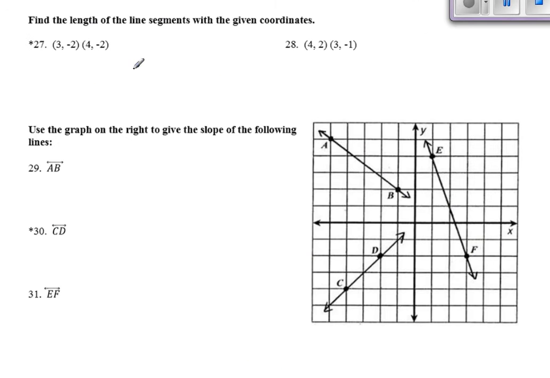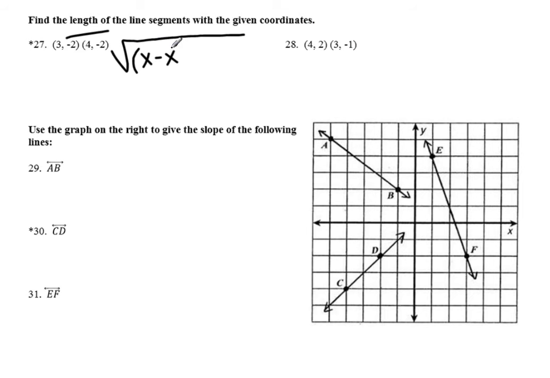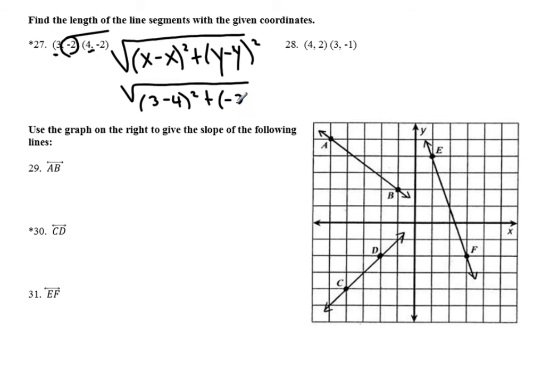Number 27, length of a line segment. Well, that is last chapter, but it's never going away. My distance formula: square root of (x minus x) squared plus (y minus y) squared. My x values are my first values, 3 and 4. So 3 minus 4 squared plus negative 2 minus negative 2 squared.